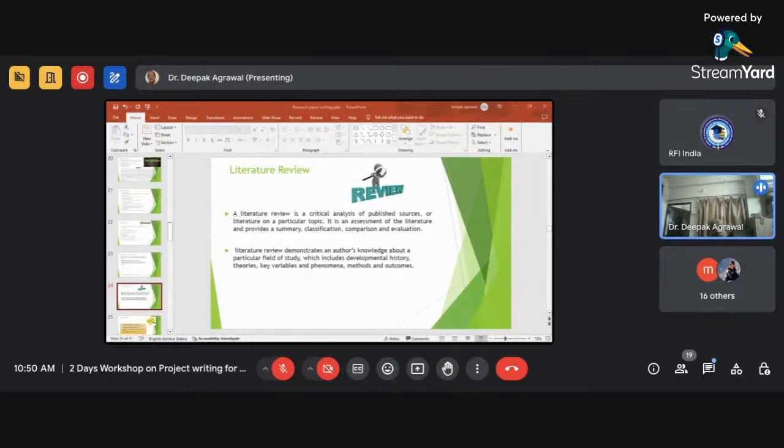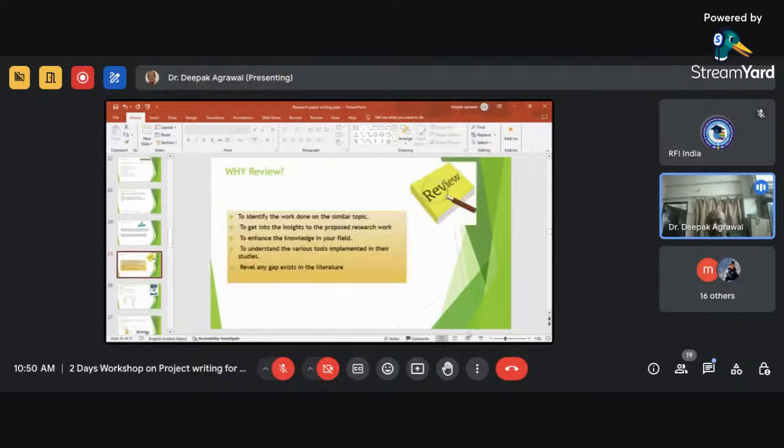I repeat, it is the collection of information from other reviews just to provide the justification to your work. So a literature review can be debating by nature. It may contradict your work, but after that you will proceed in the rest of the chapters to justify what you think. It is an assessment of the literature and provides a summary, classification, comparisons, and evaluation. So it is a fundamental base without which you cannot write or proceed with the work.